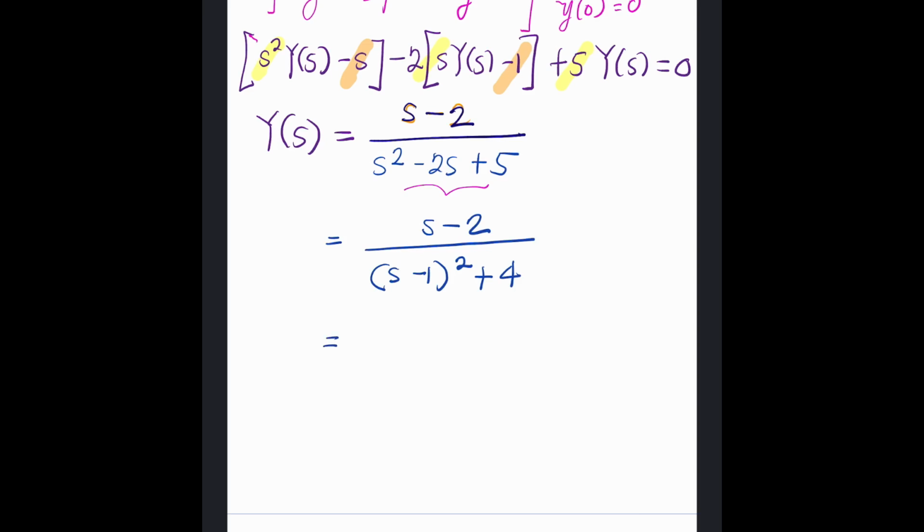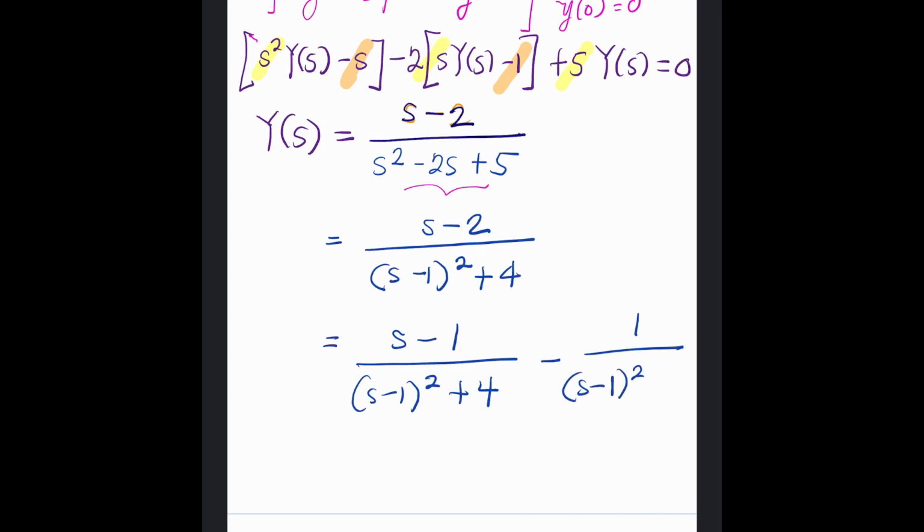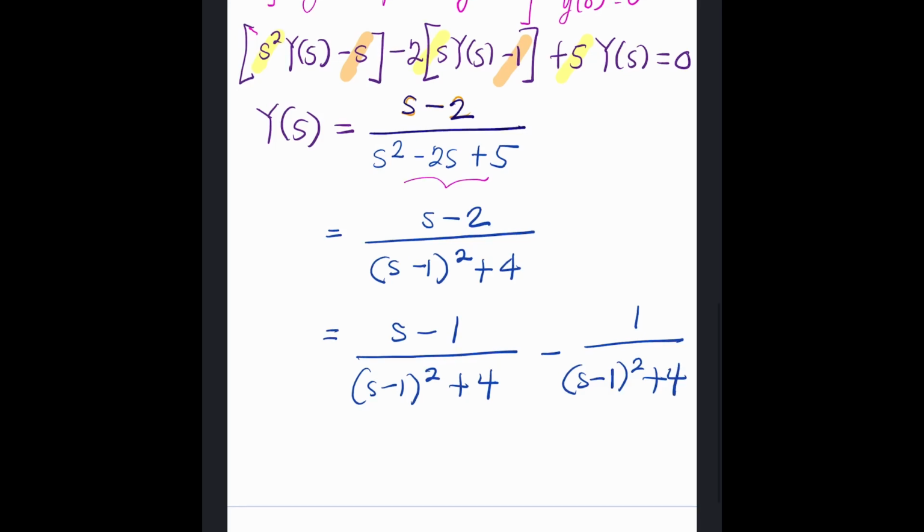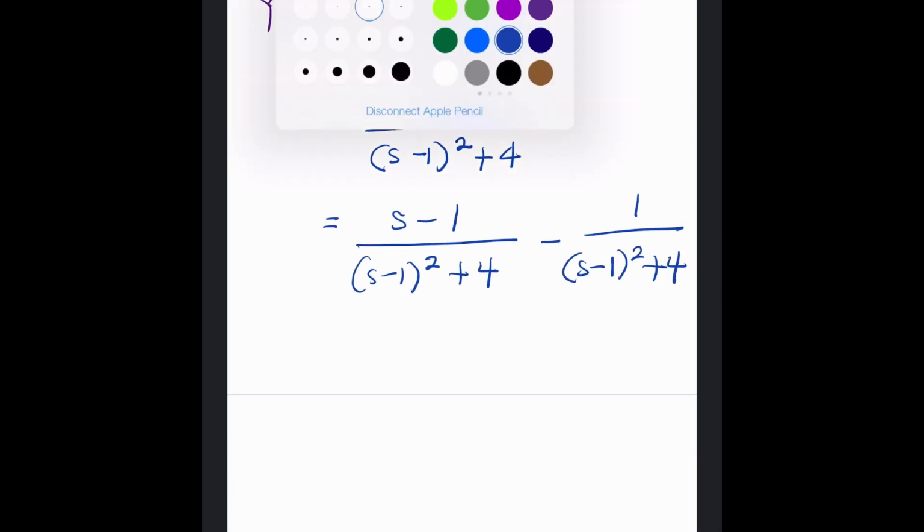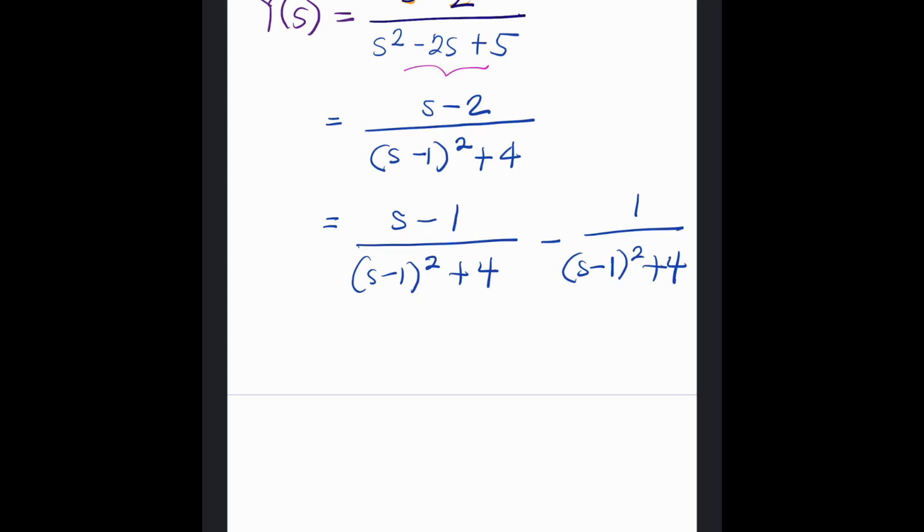If we are going to rewrite this intelligently or strategically, we can write this as s minus 1 over s minus 1 quantity squared plus 4, minus 1 of the same denominator, s minus 1 quantity squared plus 4. Why do I do this? Simply because this is s minus 1 domain and also this is s minus 1 domain.